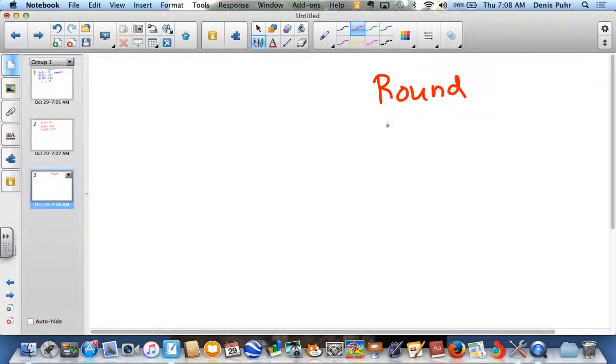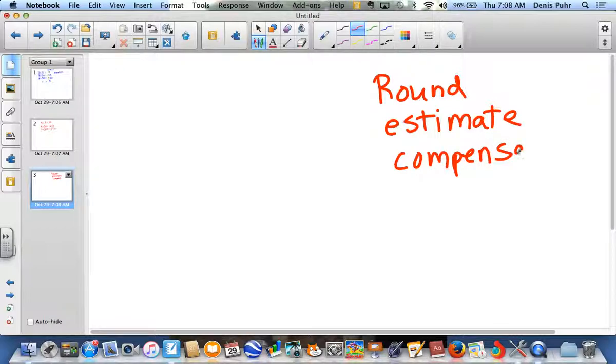You will have to do what we call rounding. Some people call it estimation. You will have to estimate. You might also hear it as compensate. So for example, 9 times 54. We are going to round or estimate or compensate, whatever you want to call it, the second factors. The second factors are 54. We're going to round to the tens place.